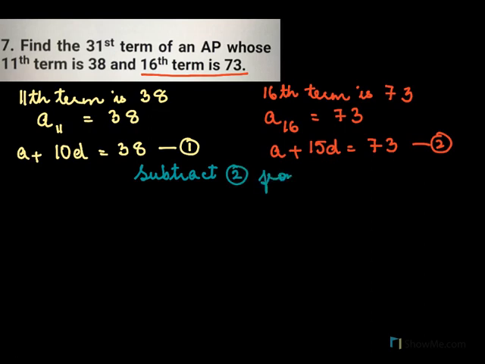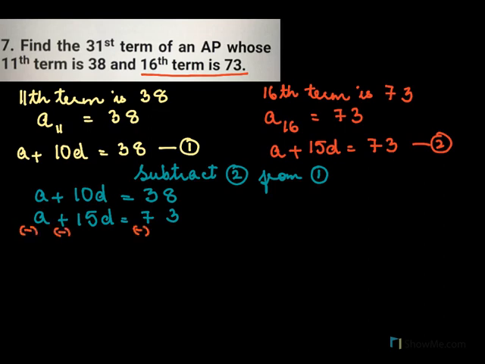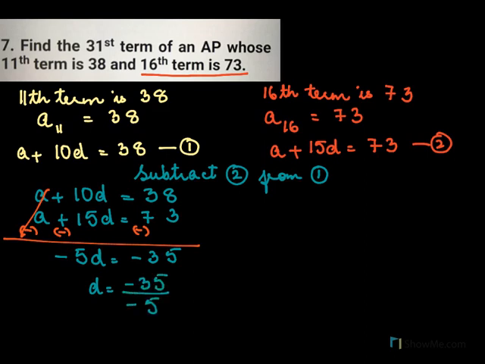Now both these equations, we'll subtract 2 from 1, which means we'll have A plus 10D equal to 38 and A plus 15D equal to 73. Subtract means we need to change the sign. So this is minus, minus and minus. This cancels out. Here you will have minus 5D equal to, on subtraction of this, you get minus 35. So your D will be minus 35 over minus 5. Your D will be 7.